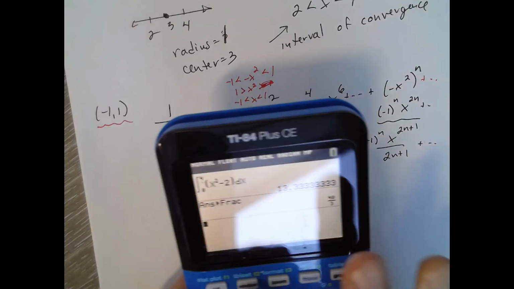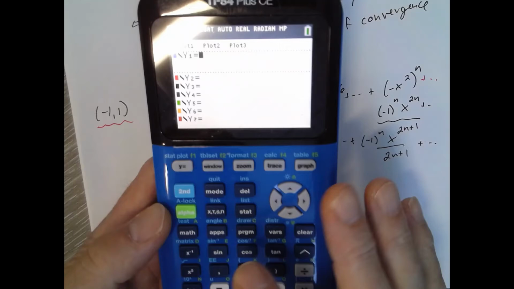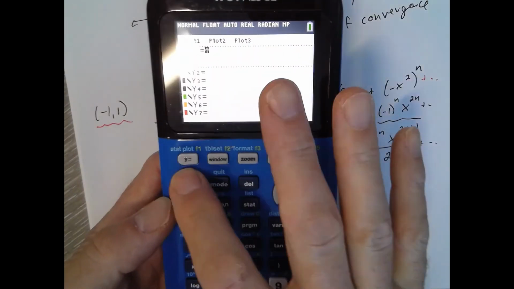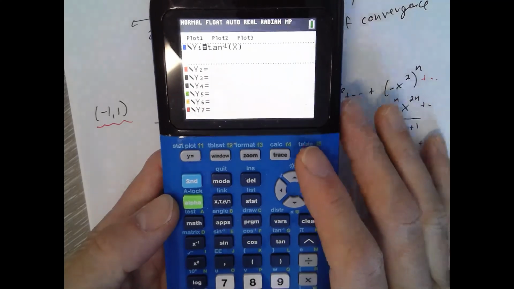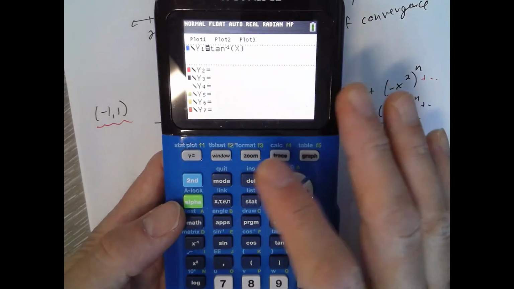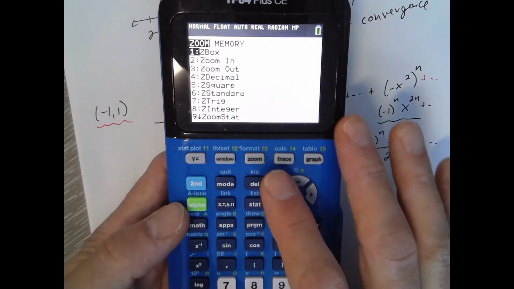So I'm going to graph inverse tangent x. Make sure I'm in radians, which I am. I think I'm probably going to zoom in a little bit.